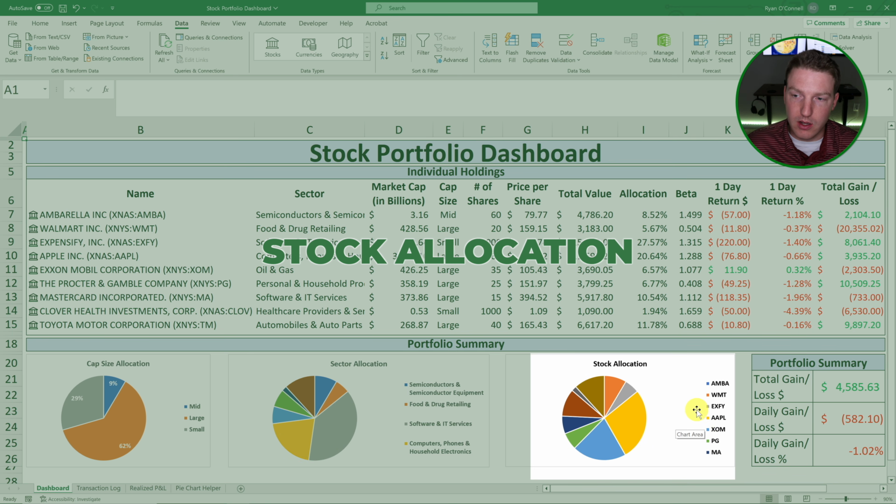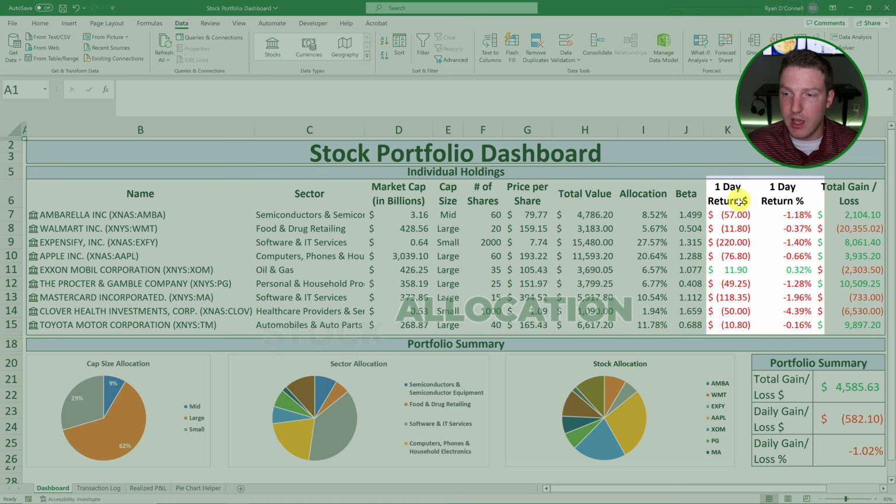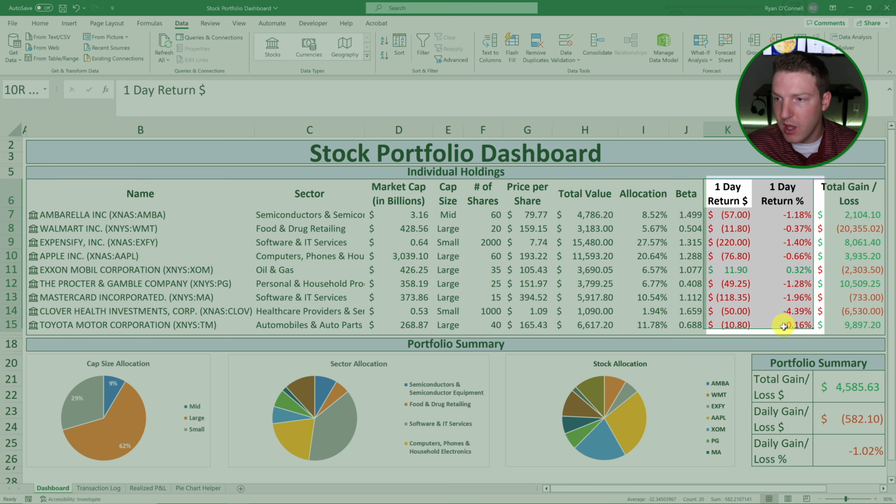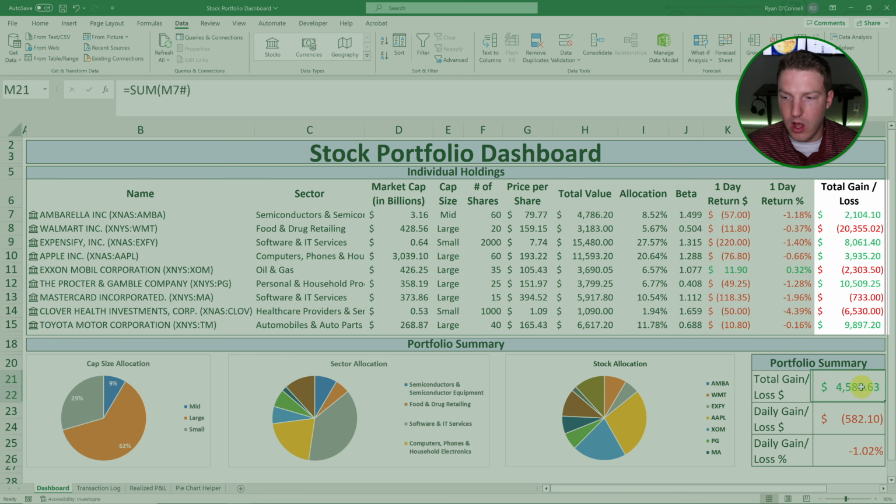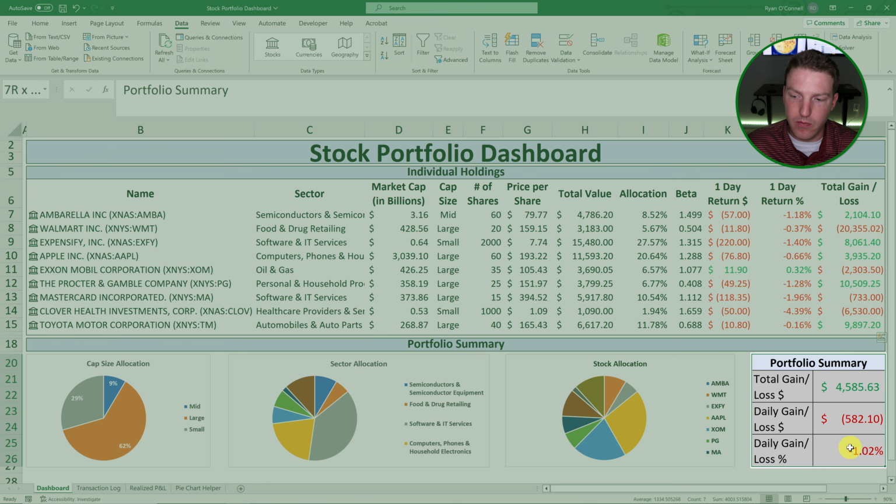And you'll be able to see at a glance what your daily returns are on any of your shares, as well as the total gain or loss on any of your specific stocks and your entire portfolio. So stay tuned and let's get right into it.